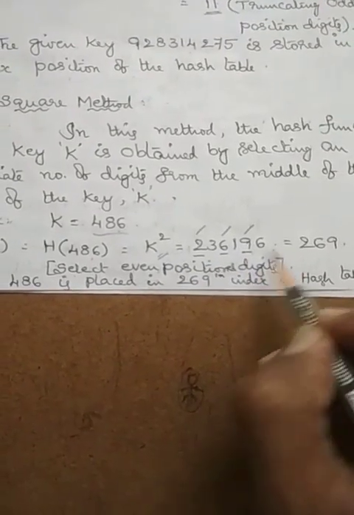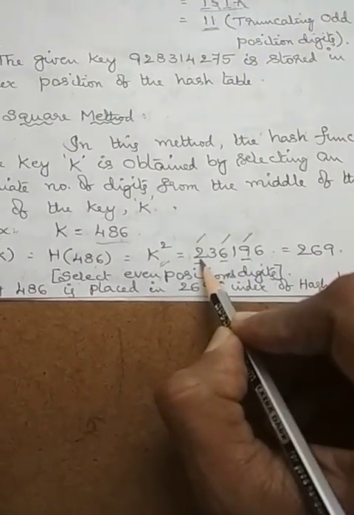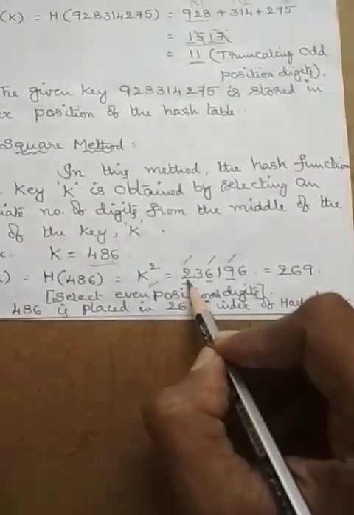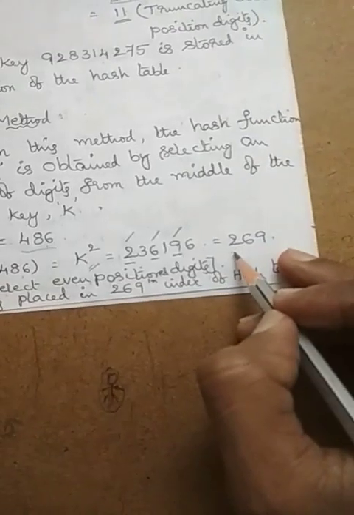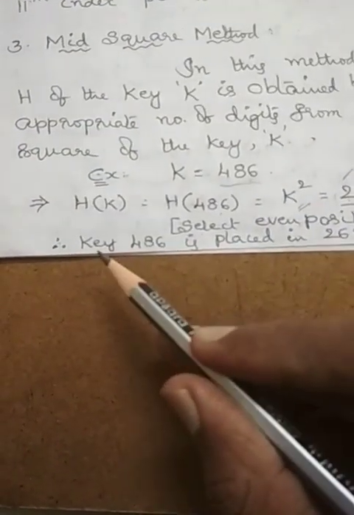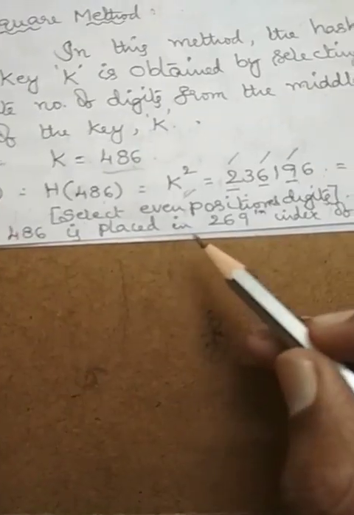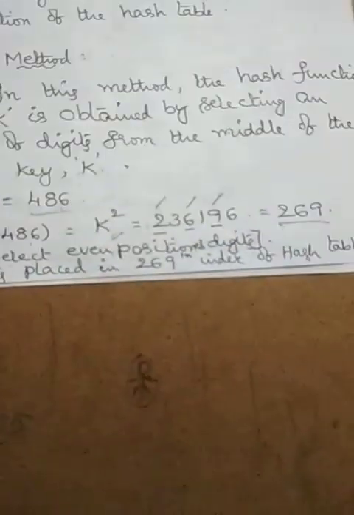Since they are counted from right to left, these are the second position, fourth position and sixth position. We write the number from left to right, so the number is 269. Therefore, key 486 is placed at the 269th index of the hash table. This is called the mid-square method.